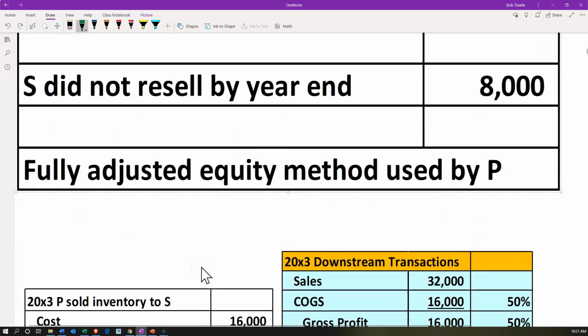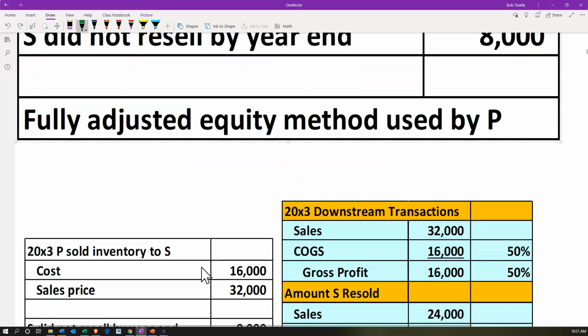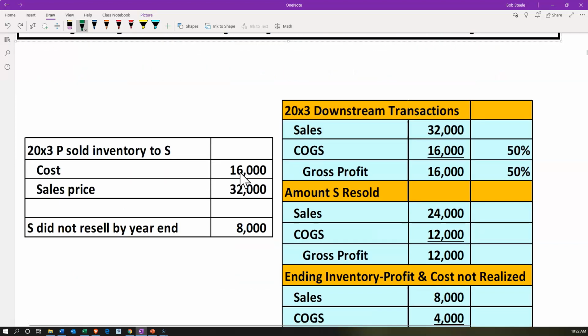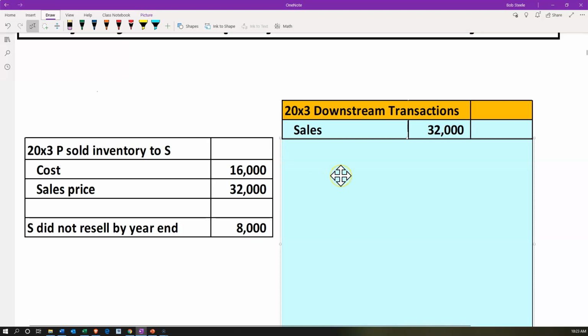All right, so there's our data. Now we're going to start breaking this information out by the downstream and upstream transactions. That's going to be kind of like the new thing that we will be dealing with, and we're going to put this into as much of a systematic format as we can to adjust our cancellation entries or our consolidation entries. So this is how we're going to basically set this up. We're going to think about the 2000X3 downstream transactions first this time. So I'm going to cover this up for a little bit here.